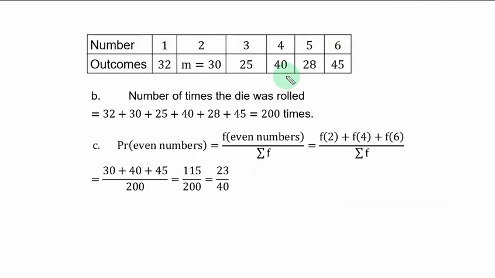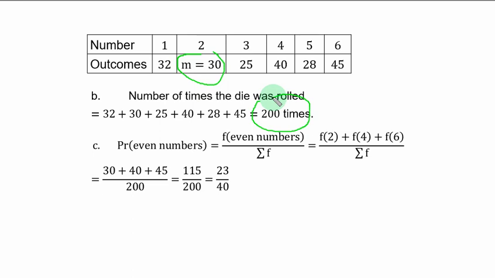B part, number of times the die was rolled. So we have to replace m with 30. You add all the outcomes together and you have 200. In this experiment, the die was rolled 200 times.